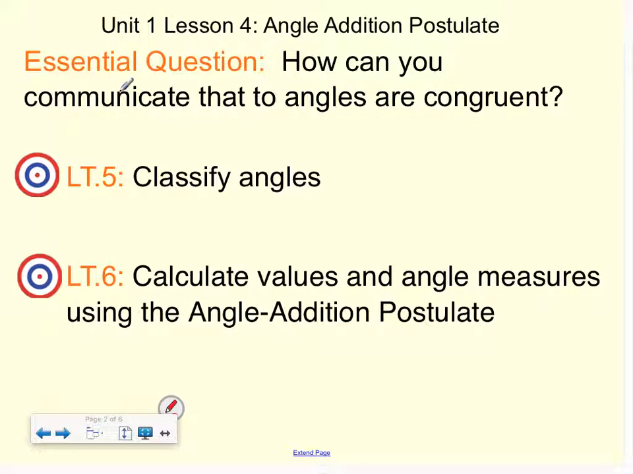Here in lesson 4, we're going to see a lesson that's very, very similar to what we had in lesson 3 with the segment addition postulate. Today we're going to do the angle addition postulate. Your essential question: how can you communicate that two angles are congruent? But what are you going to be tested on? Learning targets 5 and 6: be able to classify angles, and also be able to calculate values and angle measures using the angle addition postulate.